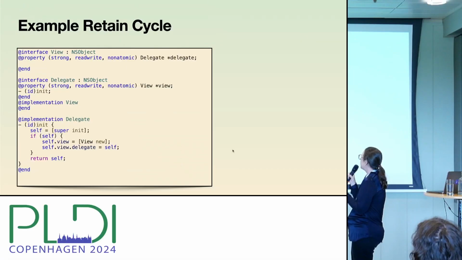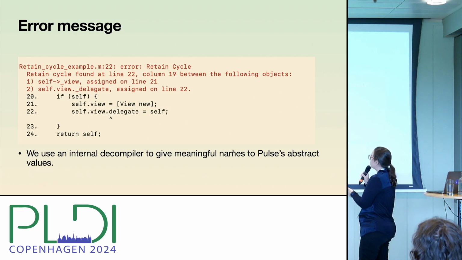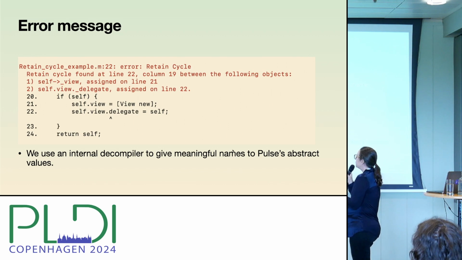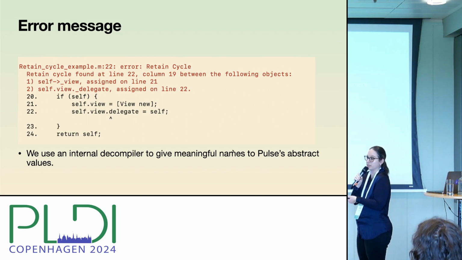So we have this example, so let's look at the error message here. We say retain cycle found on line 22 between the following objects: self a review assigned on line 21 and self a review the delegate assigned on line 22. And we use an internal decompiler to give meaningful names to both abstract values. So that's how we get those names.